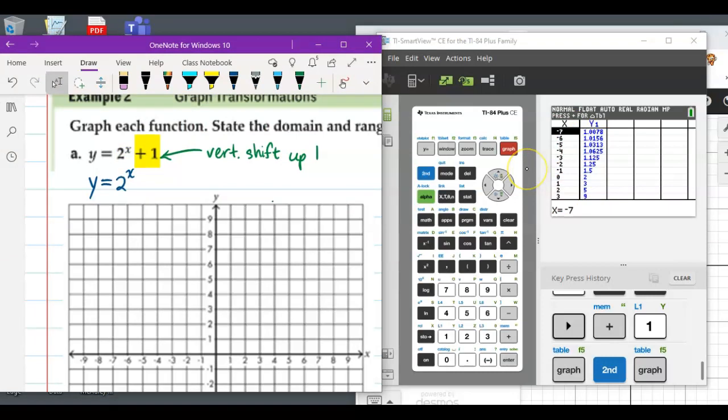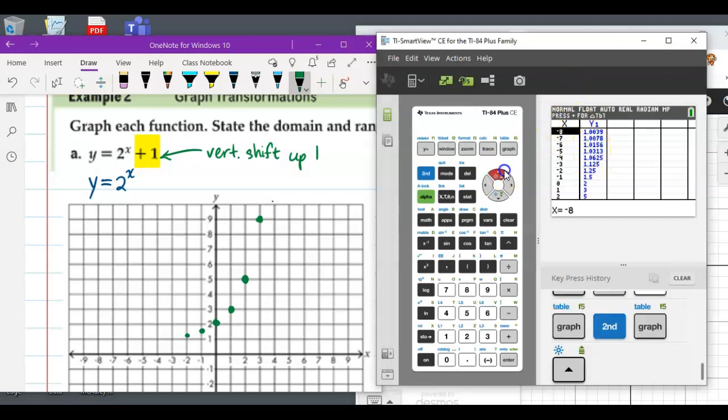And I have a lot of nice points that I can plot. I can plot the point 3, 9, 2, 5, 1, 3, 0, 2, negative 1, 1.5, negative 1, negative 2, 1 1/4. And these numbers keep getting smaller and smaller, but they never get to 1. See how they just keep getting really, really close? I mean, it says 1 right there, but that's because the calculator is rounding, but it never drops below that because 1 is our asymptote.